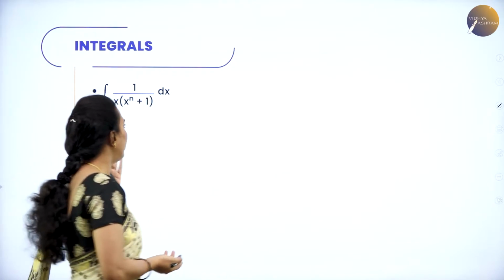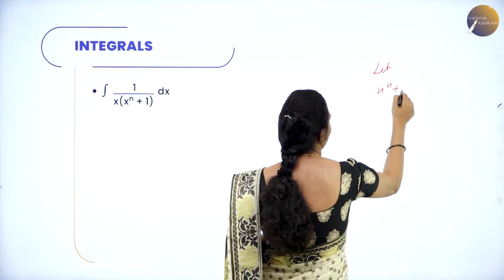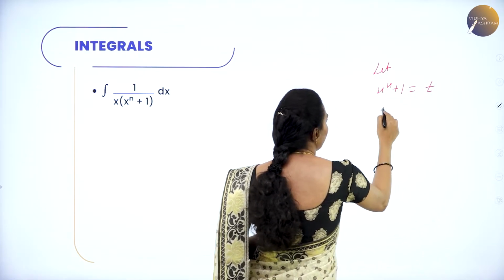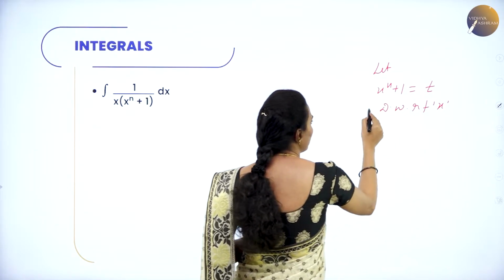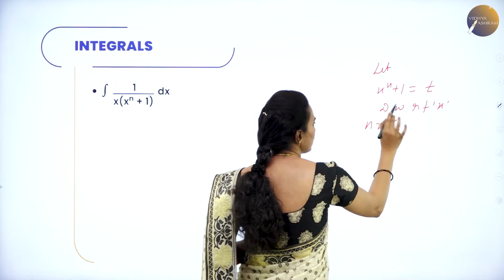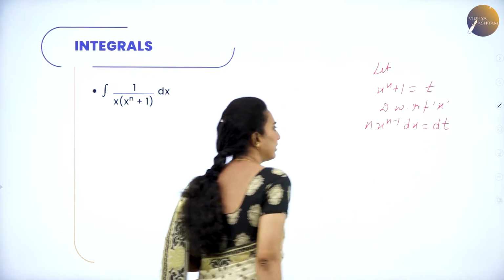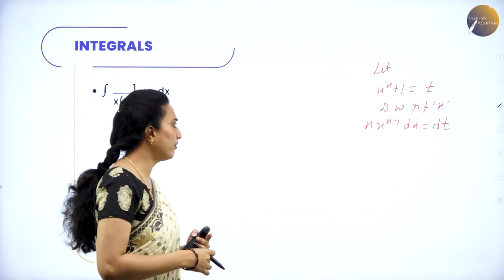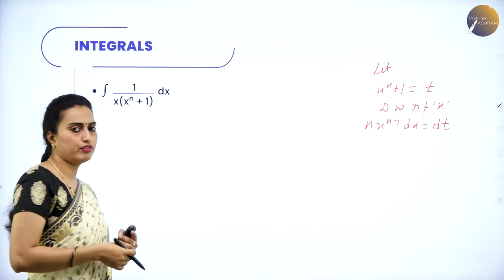So here, if I take it as let x to the power of n plus 1 is equal to t. Now differentiate this with respect to x. If you differentiate this with respect to x, you are going to get n into x to the power of n minus 1. Differentiation of 1 is 0, into dx is equal to dt. Correct. Now you are having x to the power of n minus 1 into dx. You do not have here x to the power of n minus 1.